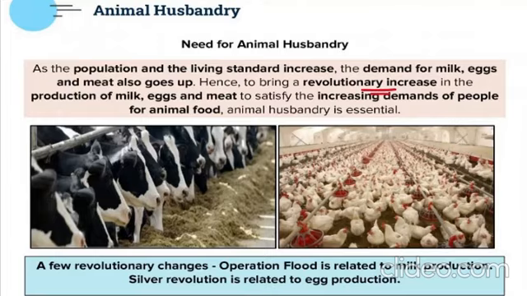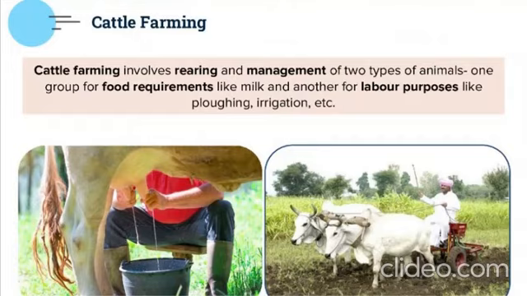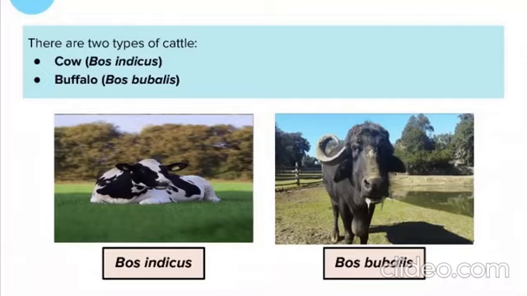For example, Operation Flood and White Revolution related to milk production. Then Silver Revolution, which is related to egg production. So yes, all of these are very important functions of animal husbandry. Talking of which comes cattle farming. Cattle farming involves rearing and management of two types of animals. First, the cattle group that will produce milk for us, and the other which will give us labor for purposes like irrigation and plowing in farms. So there are two types: for food requirements, and second for labor purposes, we do cattle farming.